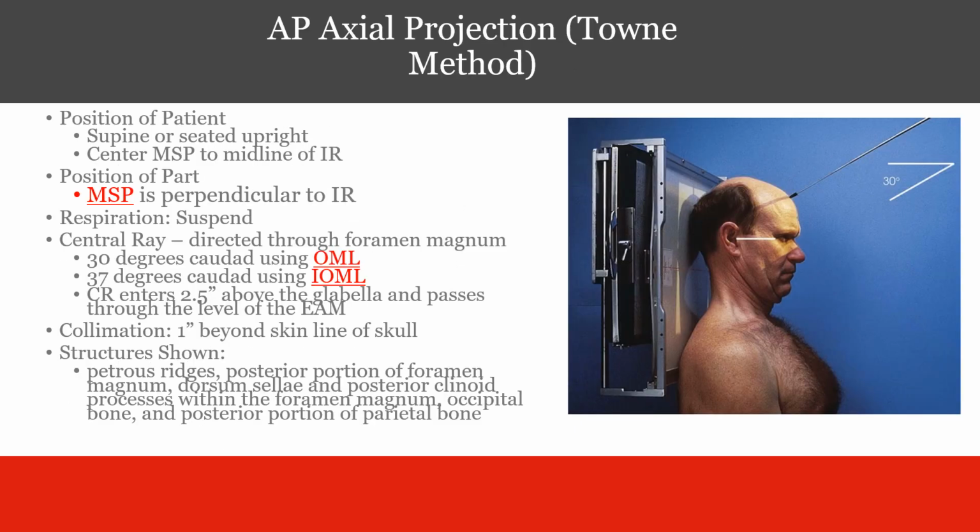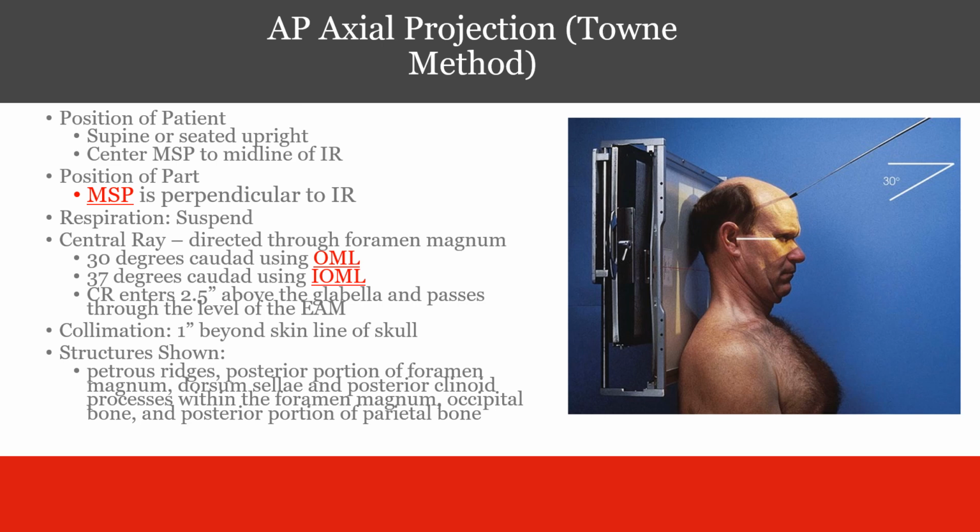The AP axial Towne method is used for only the skull. It's first the positioning that we're going to take a look at here. We're going to have the patient supine or seated upright, and we want to center the mid-sagittal plane to the midline of the image receptor. The mid-sagittal plane is perpendicular to the image receptor.